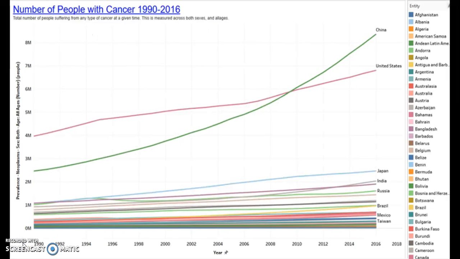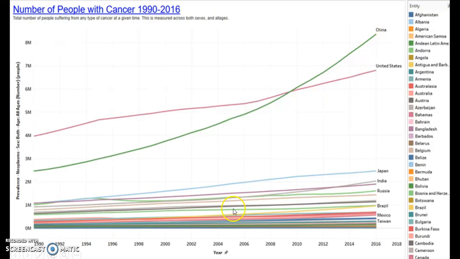Here's another line graph that I created, but this one shows the number of people with cancer in each country. So if we look here, China is the highest one, and they started in 1990 with about 2.5 million people, and now in 2016 they have about 8.5 million people. So that's a big increase there. And then United States started with 4 million and is around 7 million. So that's almost double for United States, and China has increased a lot.